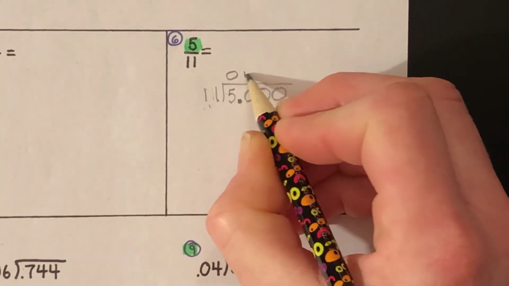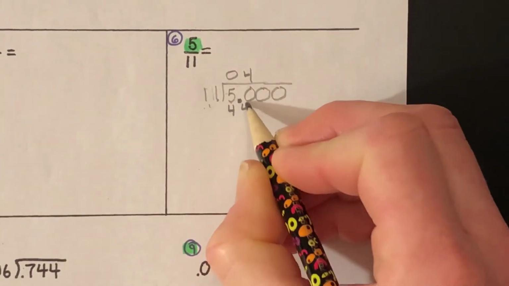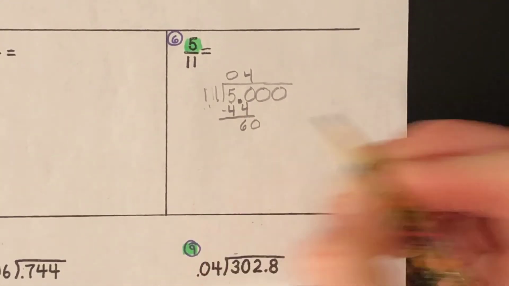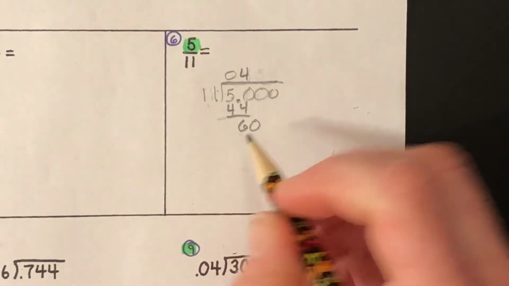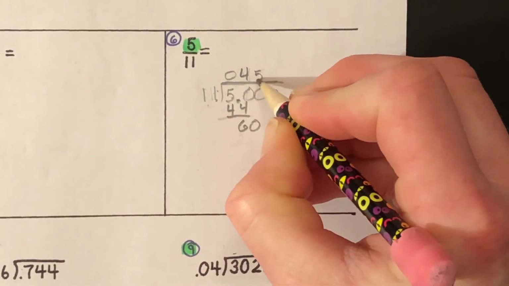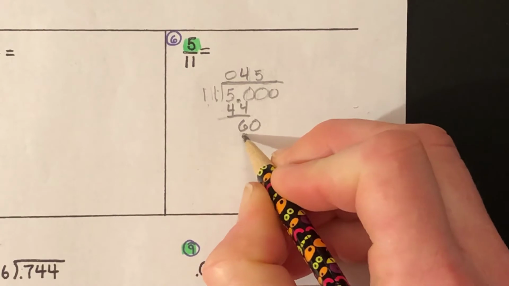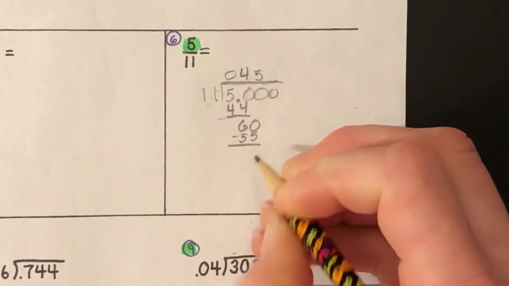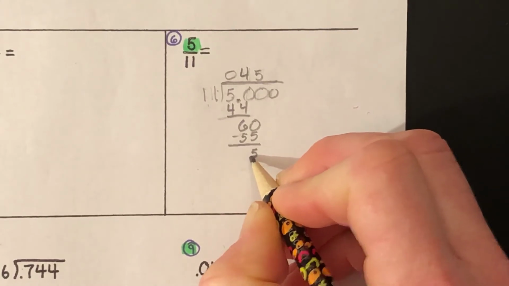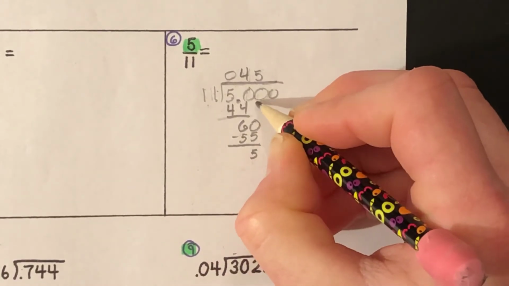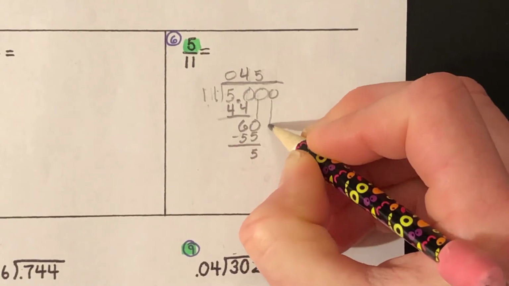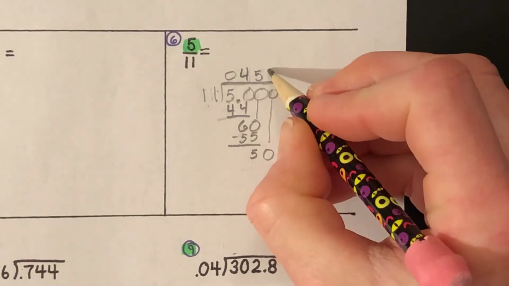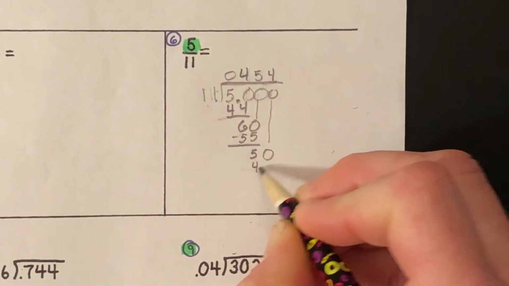It goes into 50 4 times. We have a remainder of 6. 11 goes into 65 5 times. 5 times 11 is 55. Subtract. See, this 0 went down to here. This 0 is going to come down here. 11 goes into 50 4 times. Starting to see some repetition.